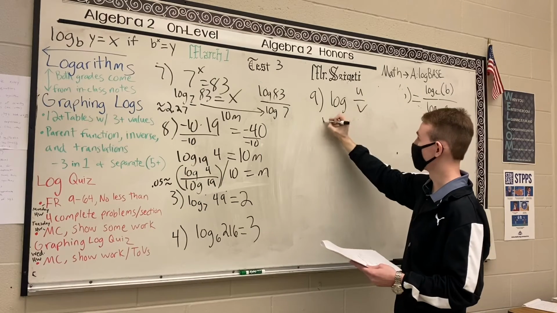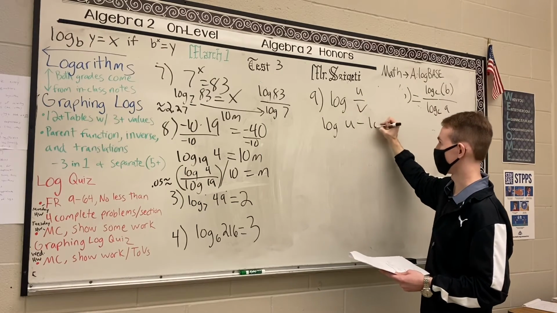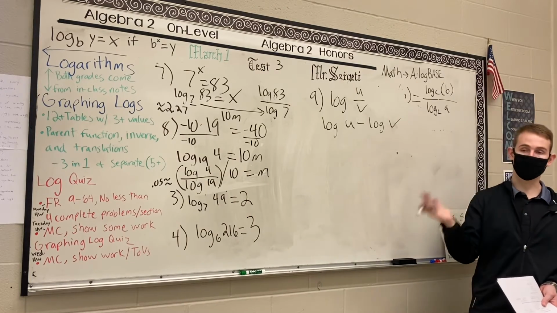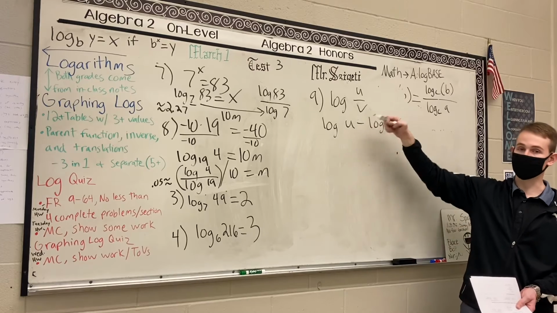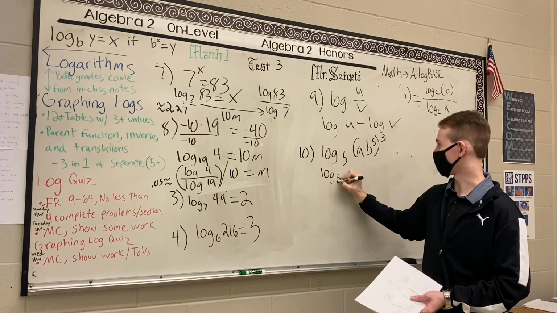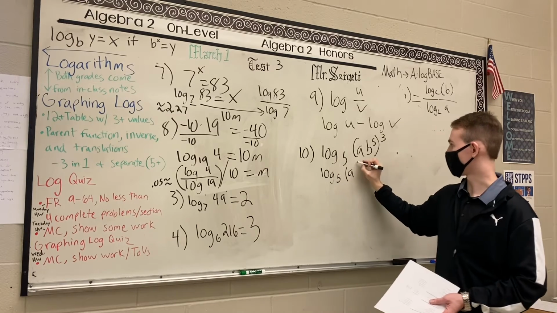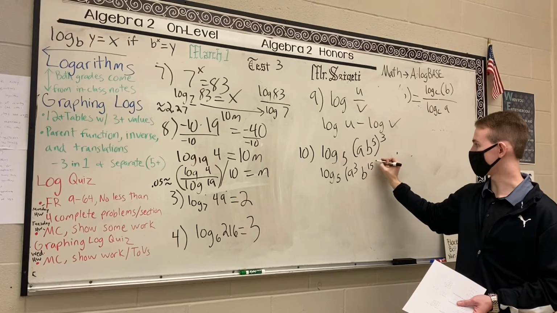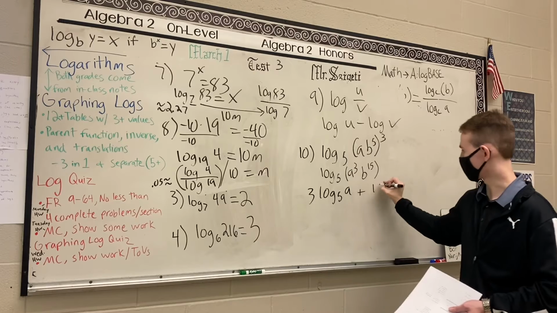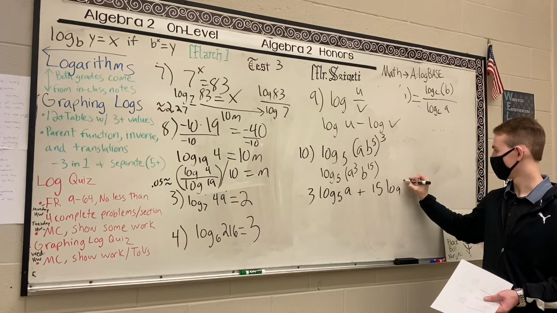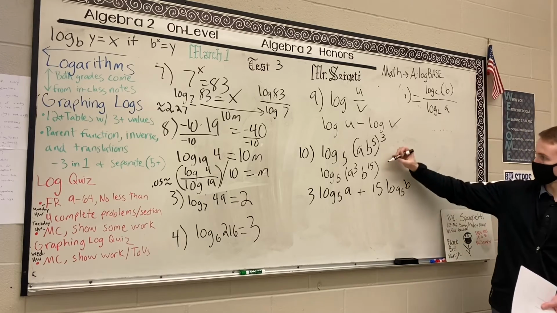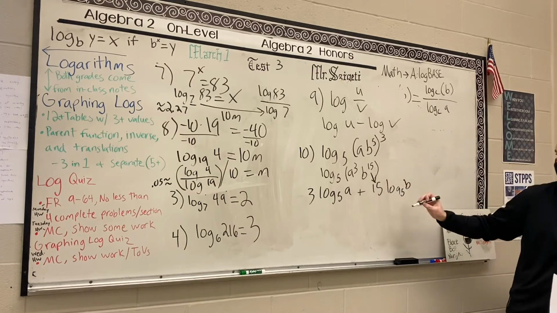u over v. Expanding that would just be log of u minus log of v. So division and subtraction, they go back and forth. If this was log u times v, it would be log u plus log v. Let's keep it together for now. So you've got log base 5 of a cubed b to the 15th power, 3 log base 5 of a plus 15 log base 5 of b. So those numbers came from the exponents.